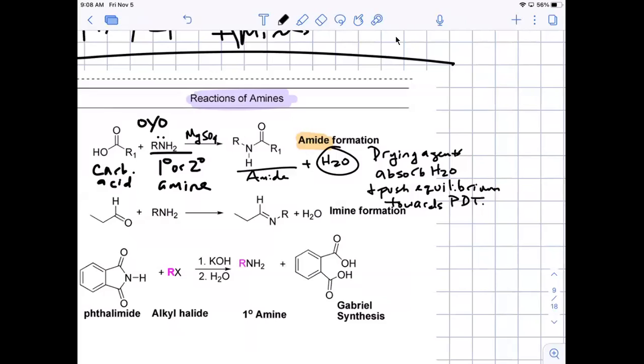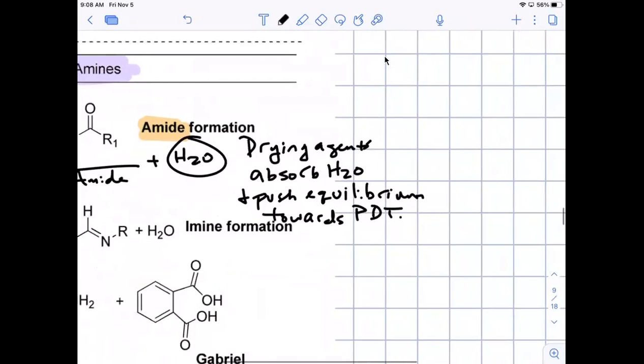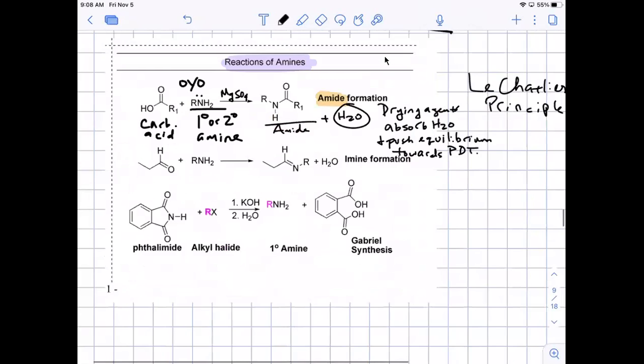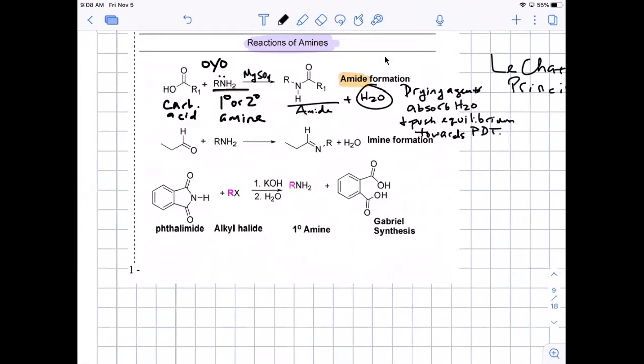Anybody remember that from GChem? We were talking about equilibrium. All right, so let's chat Le Chatelier's principle. When you add in the mag sulfate, the more water that gets absorbed by mag sulfate, the faster the forward reaction goes to produce more water to keep up. It's like you're trying to keep up with the loss of water on the other side.